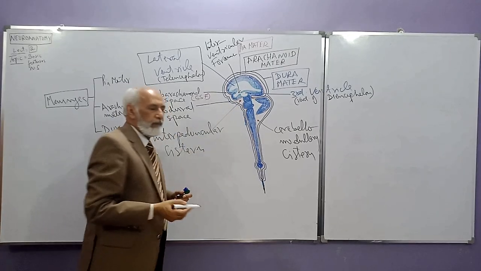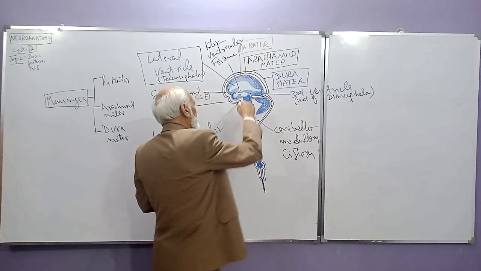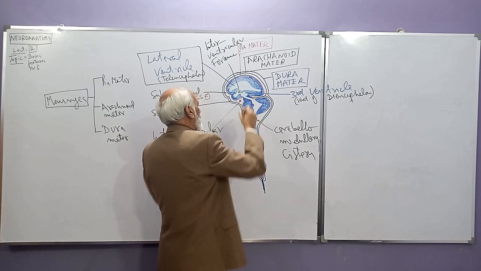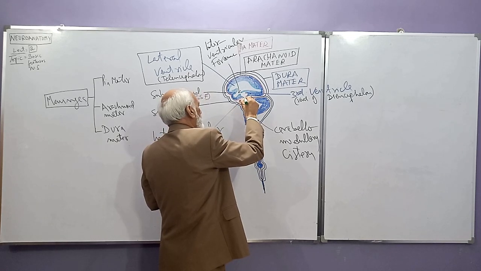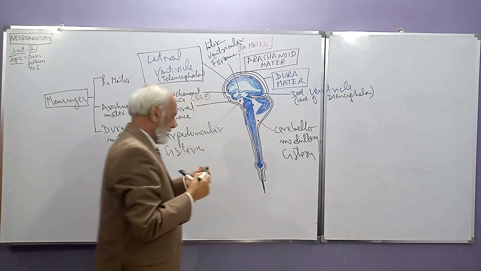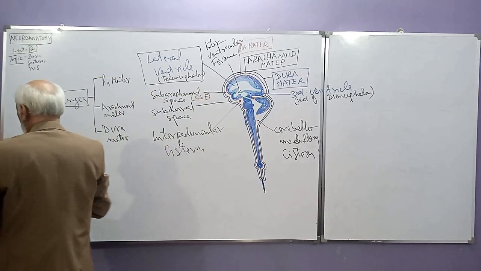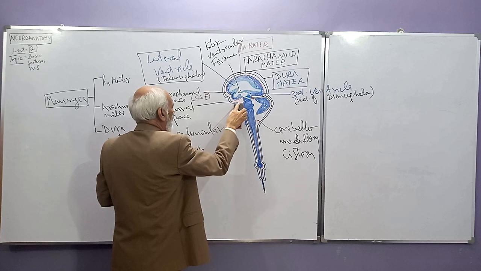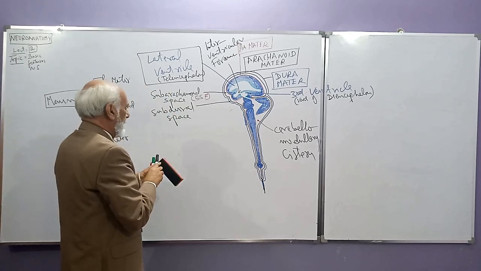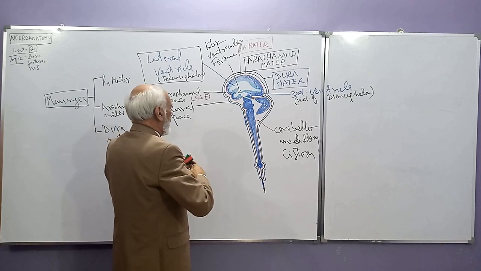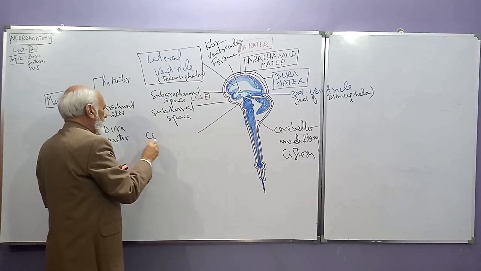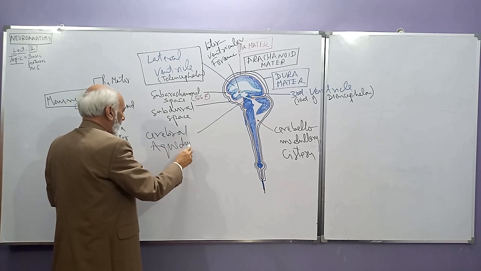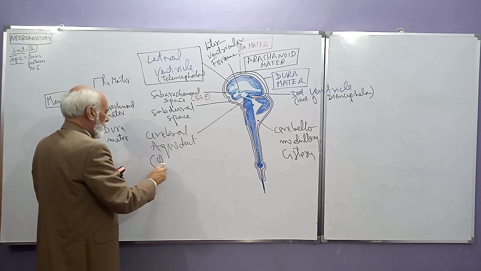Next is the midbrain. The cavity of the midbrain is reduced into a canal, which is known as the cerebral aqueduct. This canal, which traverses the midbrain, is known as the cerebral aqueduct, or the cerebral aqueduct of Sylvius.